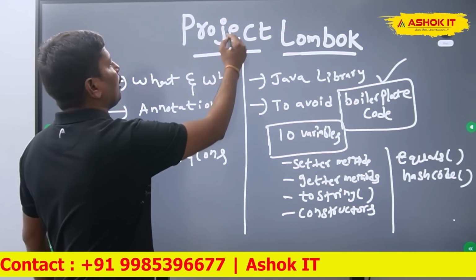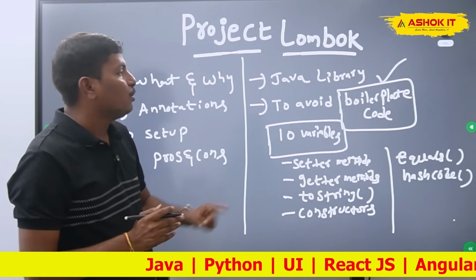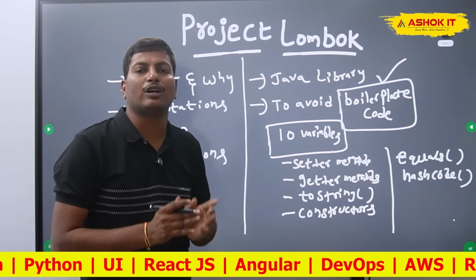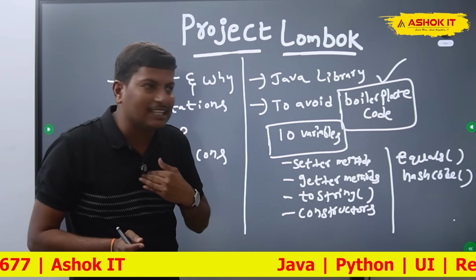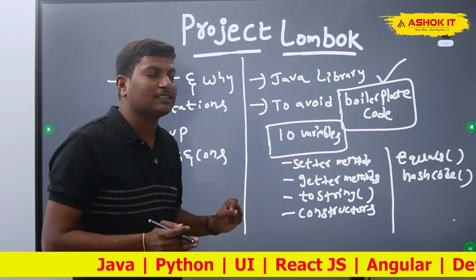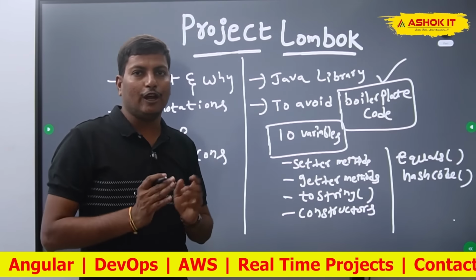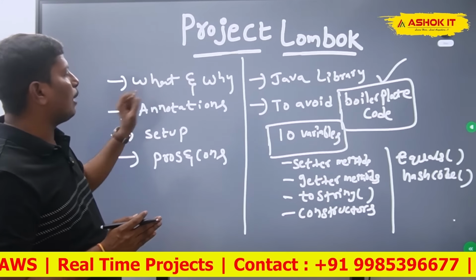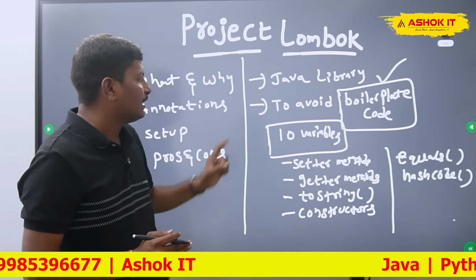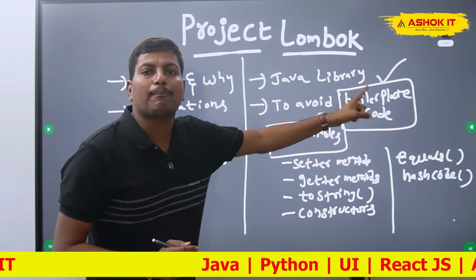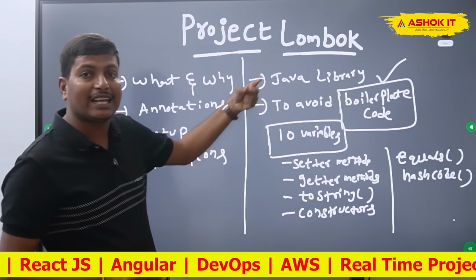That's where this Project Lombok comes into the picture. If you use this Project Lombok, we can avoid that boilerplate code in the Java project. How can we avoid? Instead of the programmer writing that boilerplate code in the Java classes, Lombok is going to generate that code for our classes. I hope you got the clarity. What is Project Lombok and why Project Lombok? Project Lombok is a Java library that is used to avoid boilerplate code. Instead of the programmer writing the code, Lombok is going to generate that code.